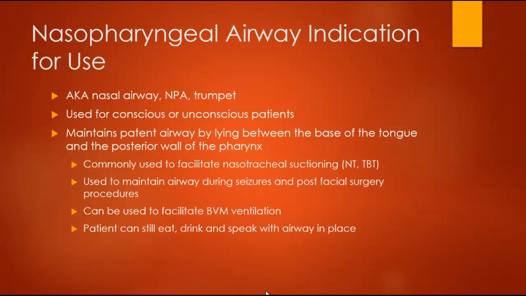So we use it to maintain that airway, lies in the base of the tongue, keeps the base of the tongue away from the posterior wall, just like the oral airway does. Commonly used mostly to facilitate nasotracheal suctioning. Okay, so we put that trumpet in, and then that gives us an access through the nose, easily through the nose, helps cut down on the irritation that we're going to be causing to the airway when we're NT suctioning.